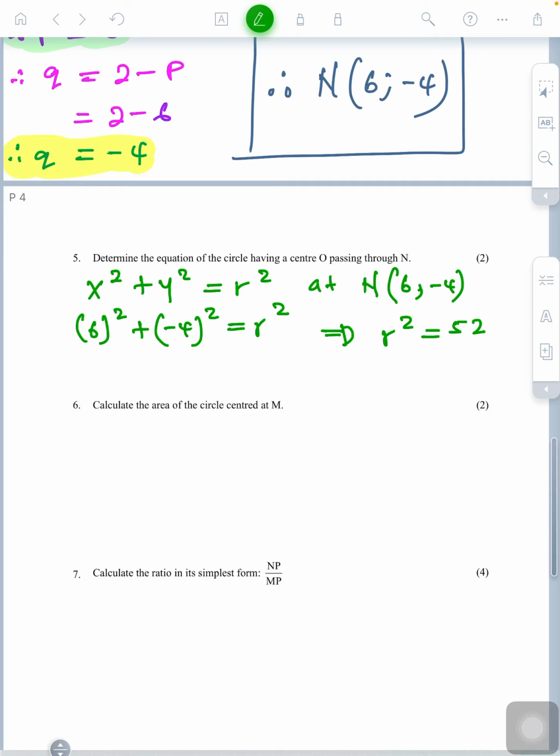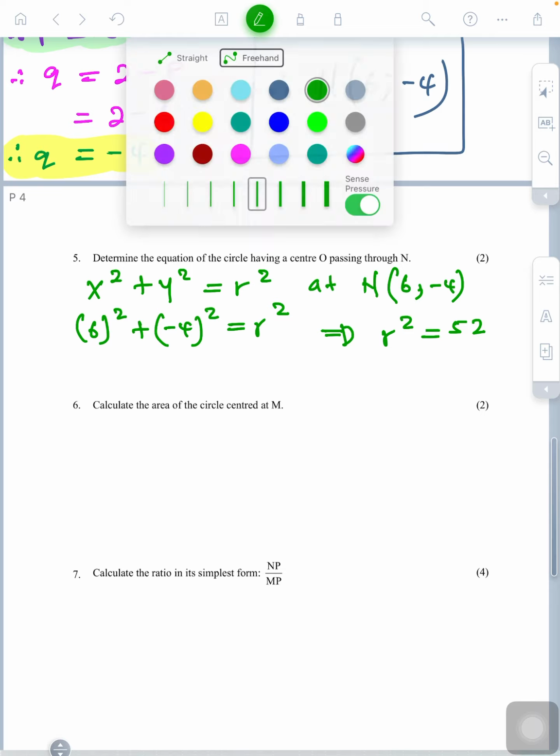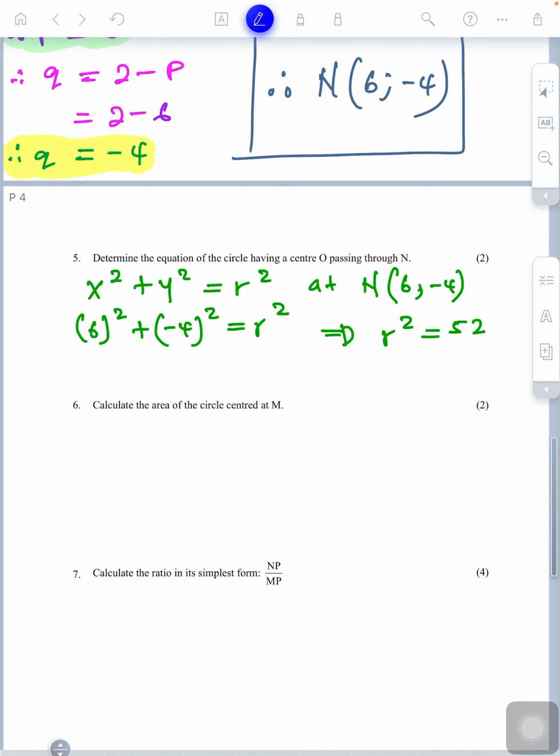So here we were looking for the equation of the circle passing through N. So it's the circle at the origin. I'm just going to write the same thing. So it's going to be x squared plus y squared is equal to r squared, where r squared is equal to 52. So this is how you get that equation. It's very easy. It passes through N.